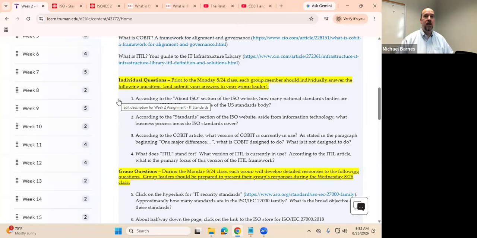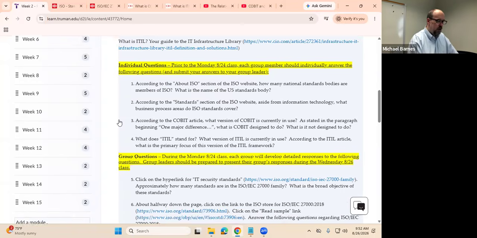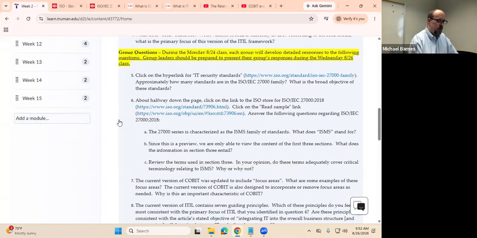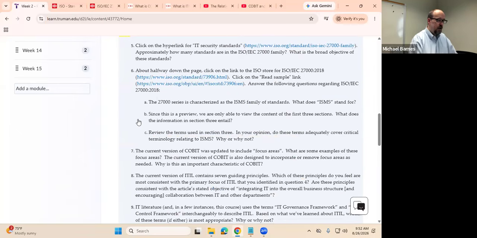But if you don't have that, then it's really important and prominent that we think about this in context to everything that we're discussing. All right, let's move on to the more broad questions. So click on the hyperlink for IT security standards. This is going to be what the standards were in the family.